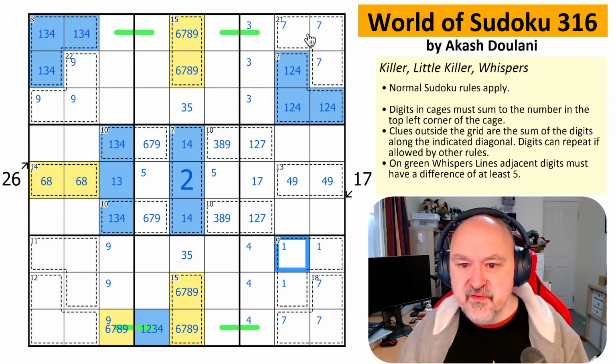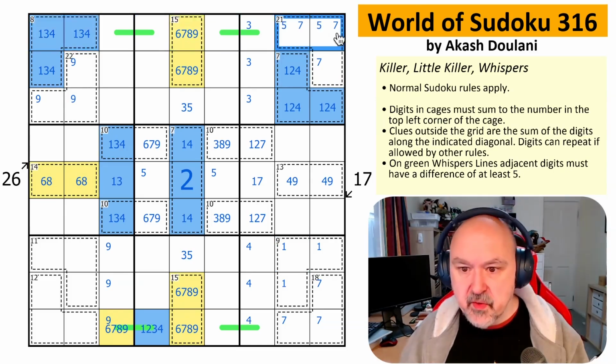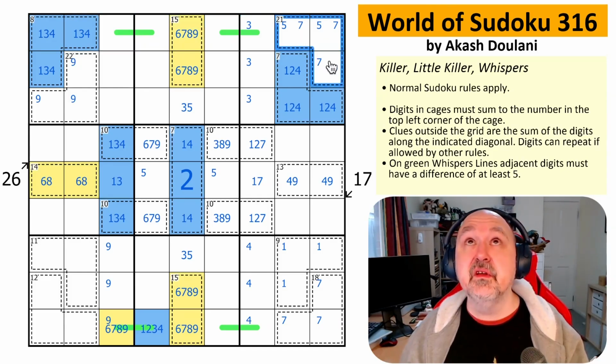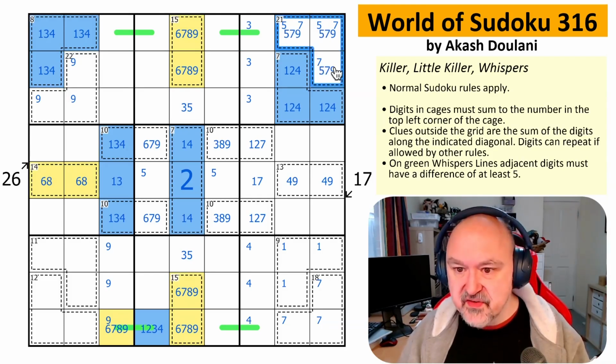This 21 cage is fixed. Where do I put 5 in row 1? 5 has to go in one of those two cells because I can't put it in the 8 cage because this is 1, 3, 4. Can't put it in the 15 cage because I need a 10 with it, and I cannot put it on a whisper line. This is 5 and 7, which is 12. So it's 5, 7, 9. This is 5, 7, 9. And this is not the 5 because the 5 has to go into this row to complete the row.